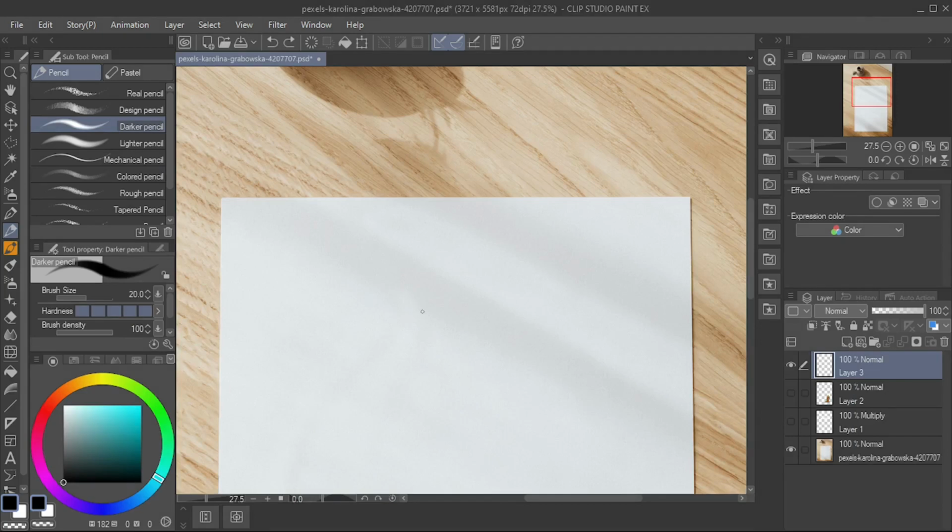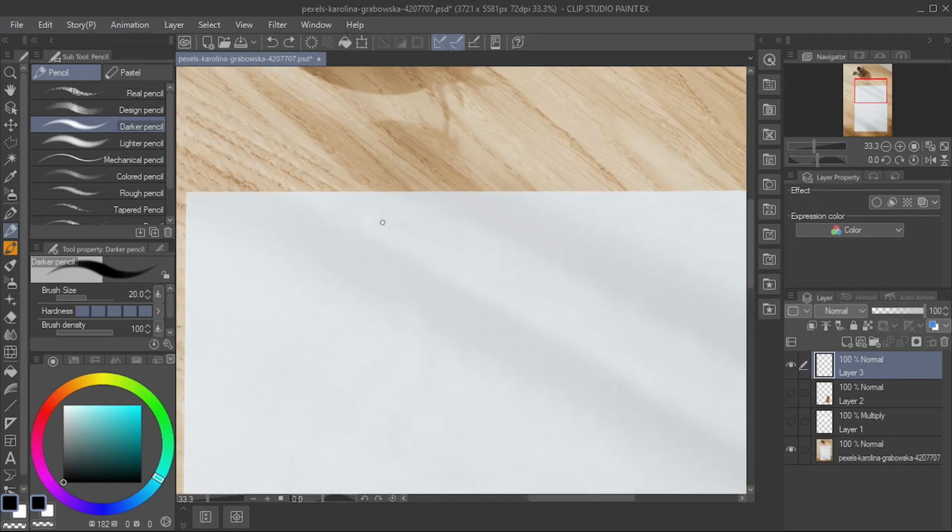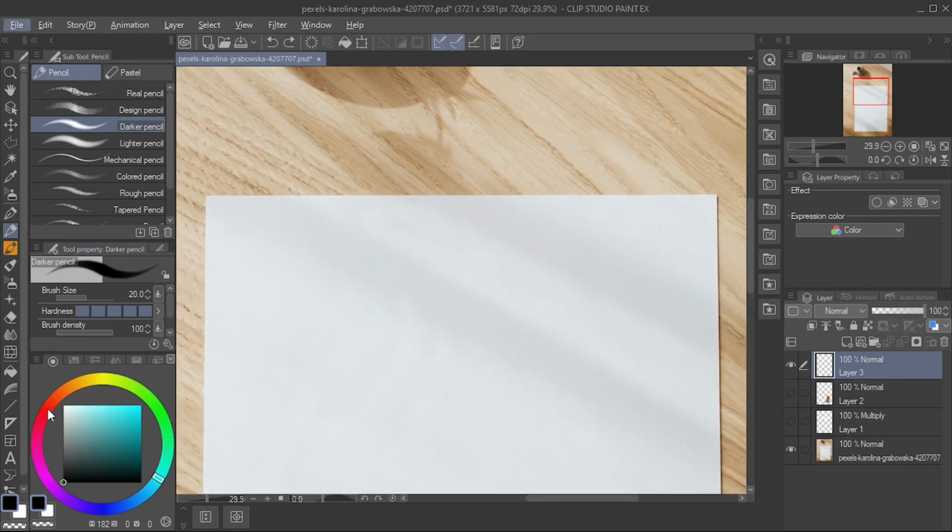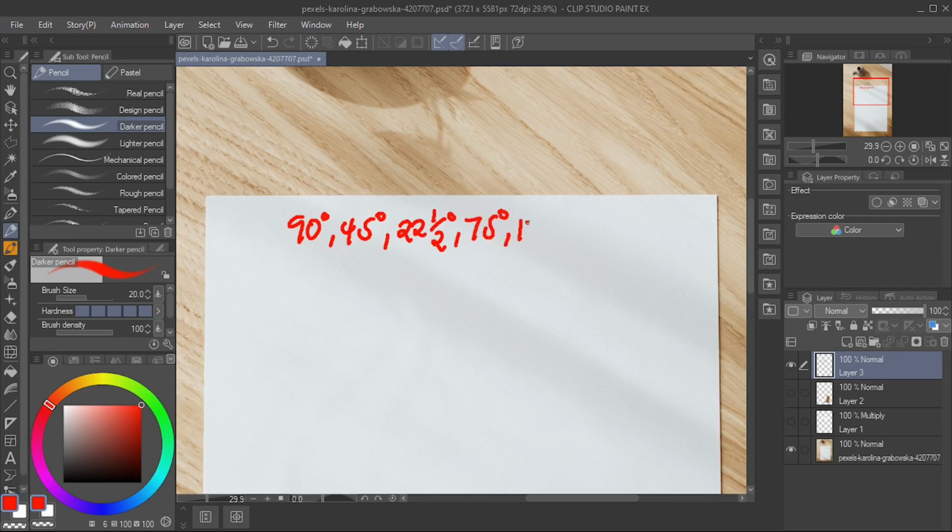Hello. So for today we are going to learn how to construct special angles without using the protractor, only using the ruler and the compass. So these special angles are when you are told to construct angles like 90 degrees, 45 degrees, 22.5 degrees, 75 degrees, 135 degrees, 105 degrees, and so on and so forth.